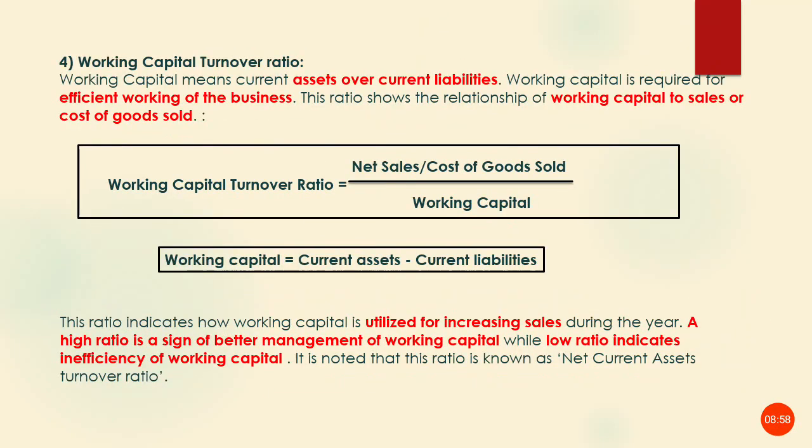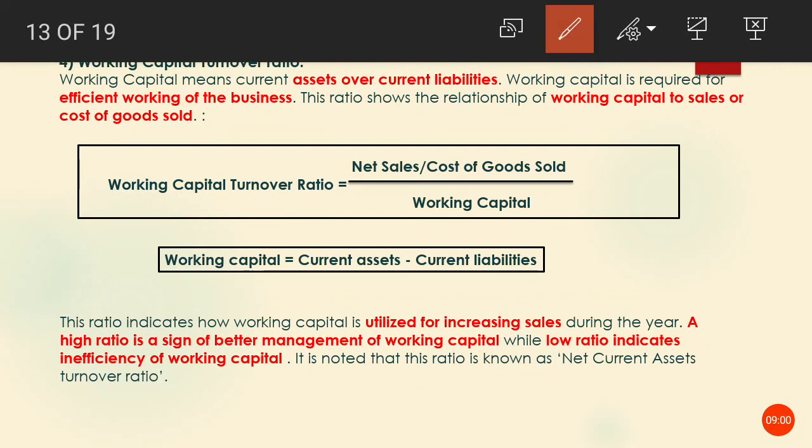4. Working capital turnover ratio. Working capital means current assets over current liabilities. Working capital is required for efficient working of the business. This ratio shows the relationship of working capital to sales or cost of goods sold.